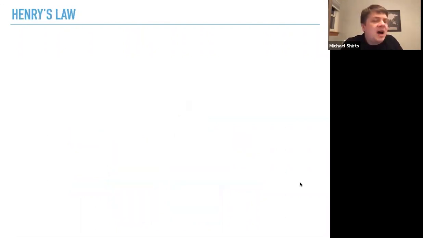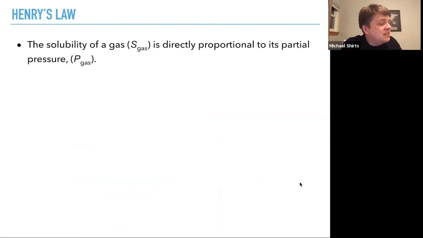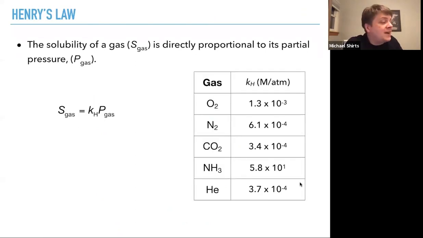Okay, so a way to quantify this. Henry's law is a measure of the solubility of a gas, and you can find that, to a good approximation when you're looking at low concentrations, and with gases you usually are looking at low concentrations dissolved in the solvent, the solubility is directly proportional to its partial pressure. So the solubility is equal to some proportionality constant times the pressure of the gas.